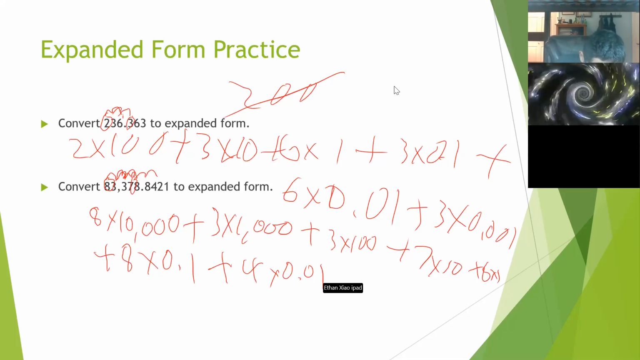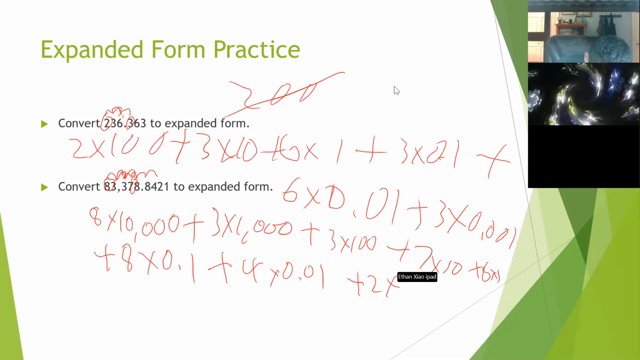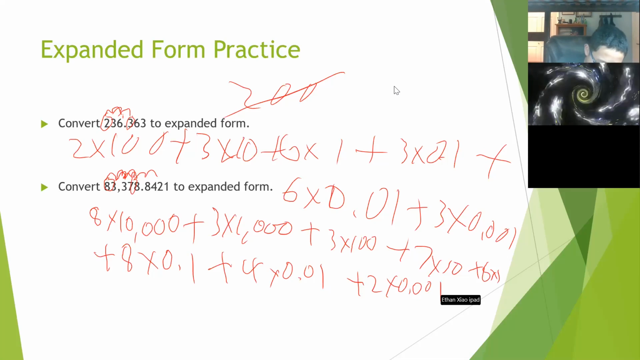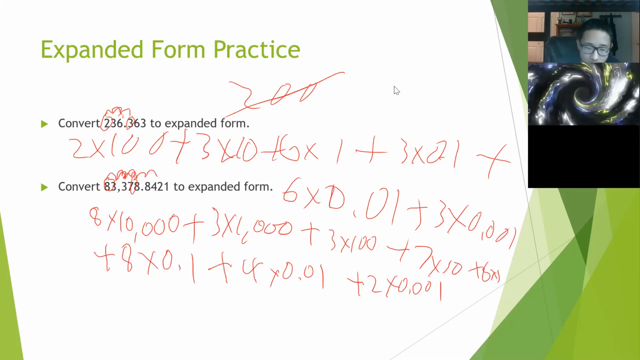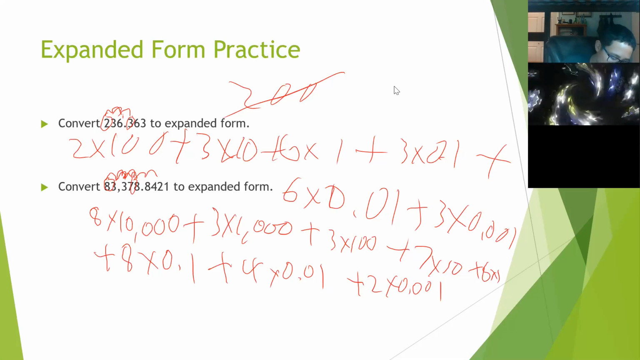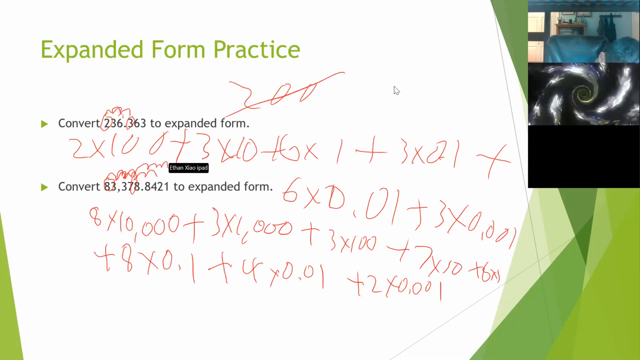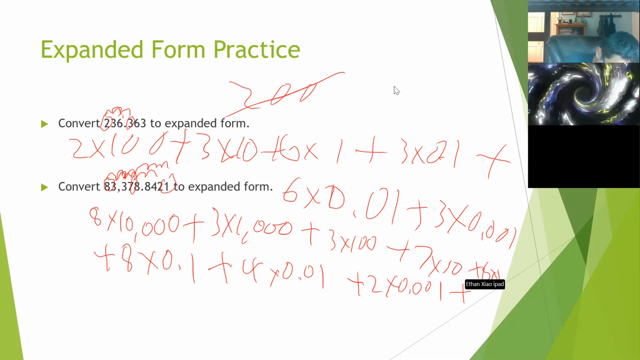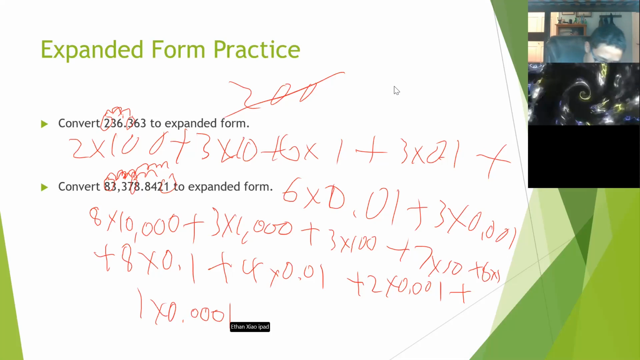Next, we just do the same thing for 2. We know that's the thousandths digit. And lastly, you have the 1, which is the rightmost number in the whole thing. So we can count 1, 2, 3, 4, which means it's in the ten-thousandths place. So we just add 1 times 0.0001. This is the answer.